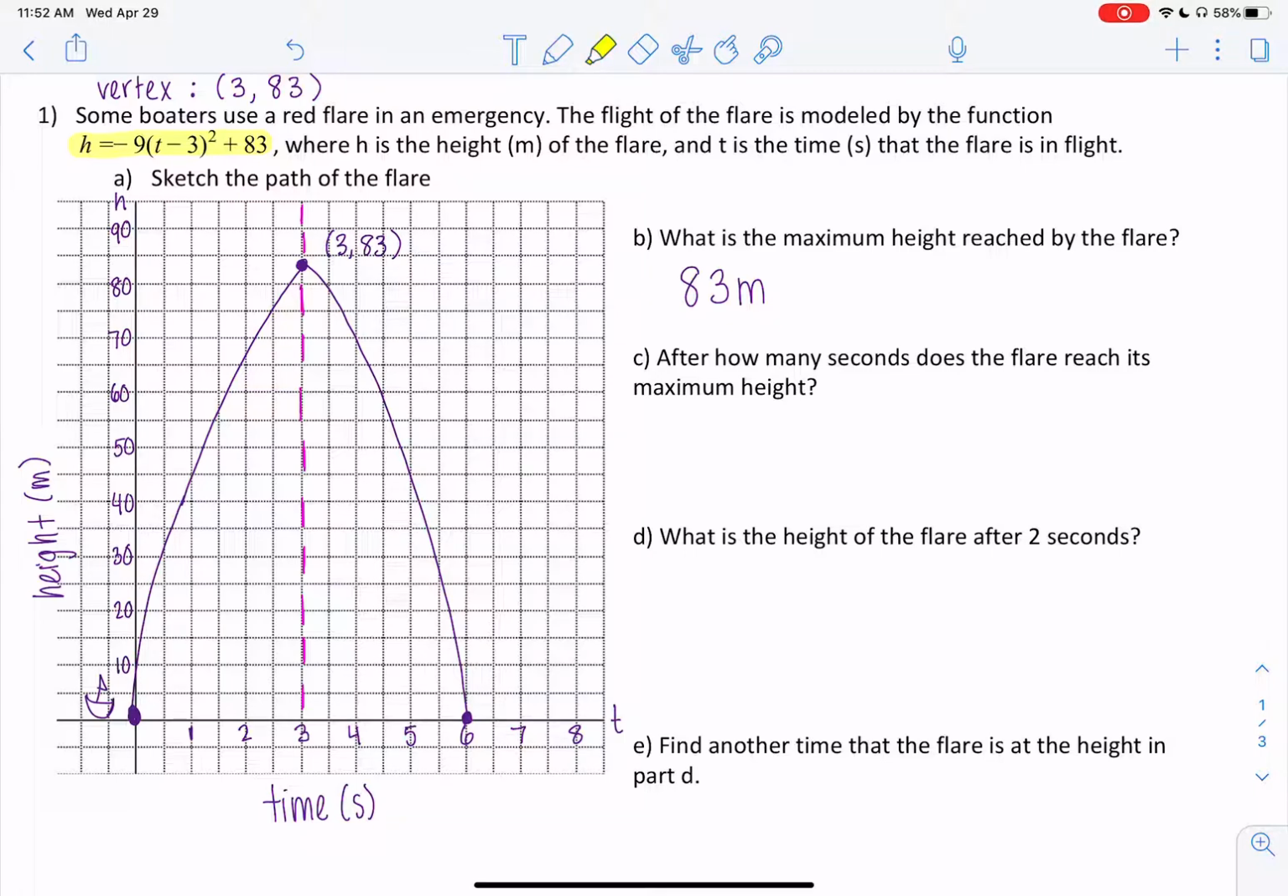So again, let's follow our flight path of our flare. At 0, it starts, it's going, it's going, it's going. And then at 3 seconds, it hits that max height, turns around, and starts going down. So at 3 seconds is when we hit our max height.